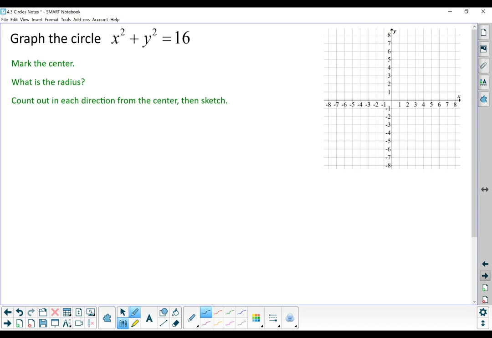So if I wanted to graph this circle, x squared plus y squared equals 16, this circle is centered at the origin, and the thing that appears right here, it's not the radius. We don't want to count out a radius of 16. This is the radius squared. So the radius would be 4.